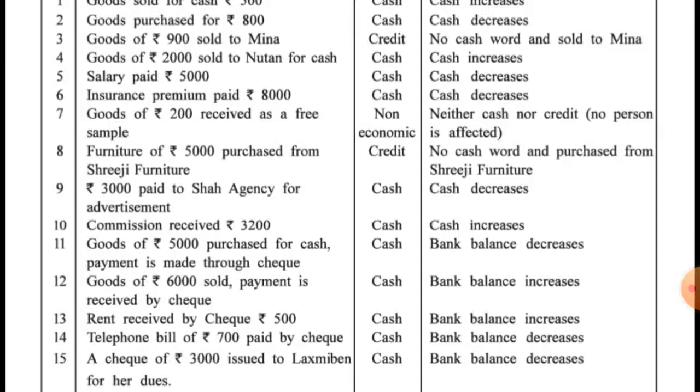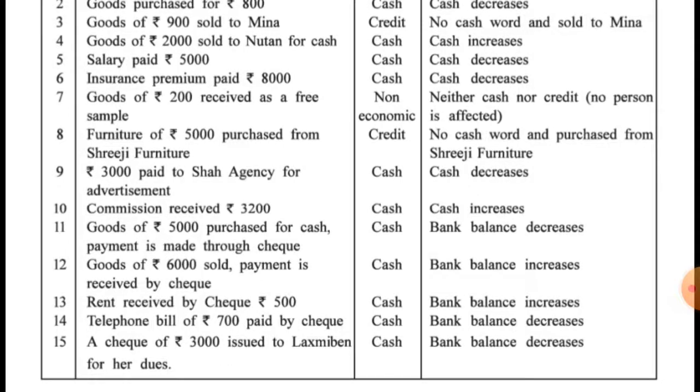Last transaction, a check of rupees 3000 issued to Lakshmi Ben for her dues. A check of rupees 3000 issued, we have given the check to another party, that is Lakshmi Ben, because previously it was due, we had to pay that much amount to Lakshmi Ben.